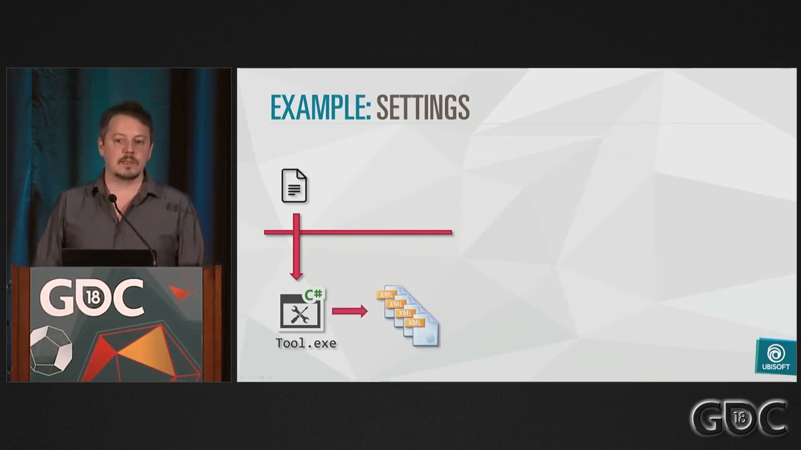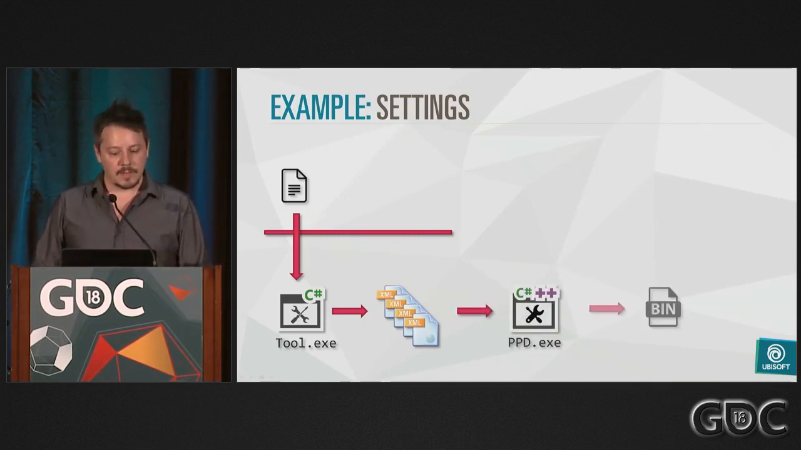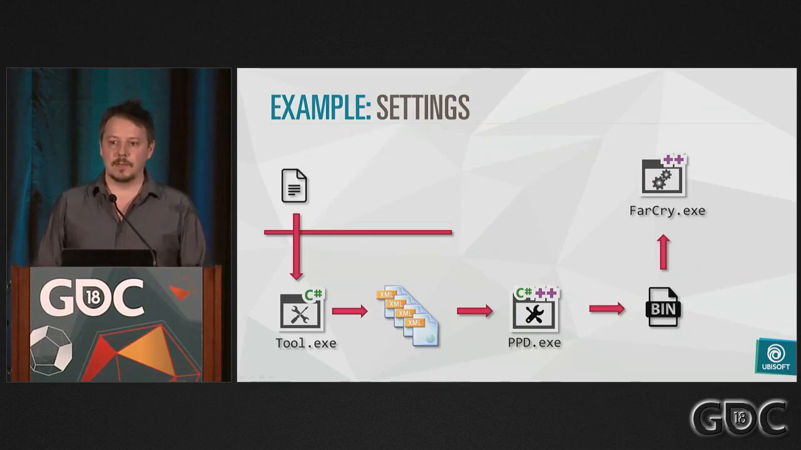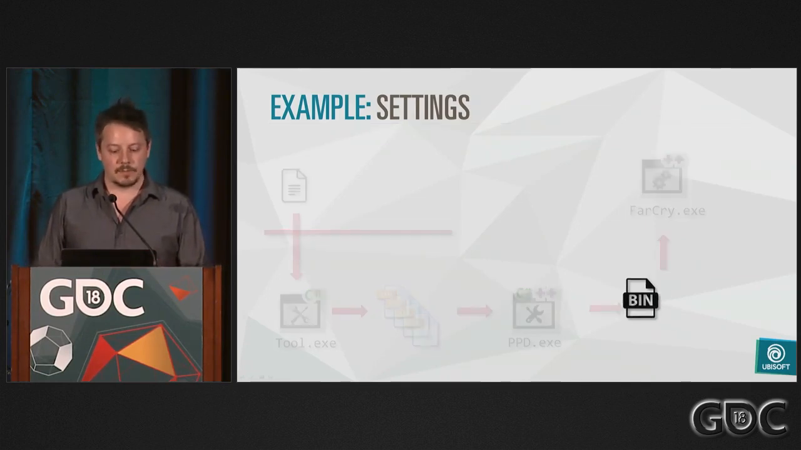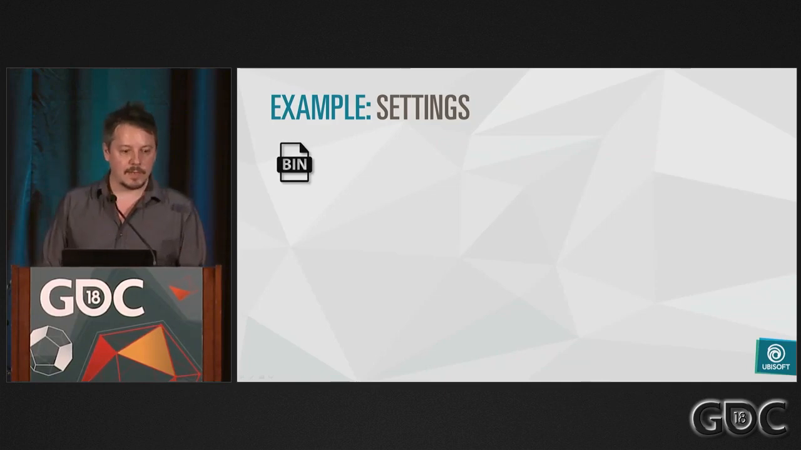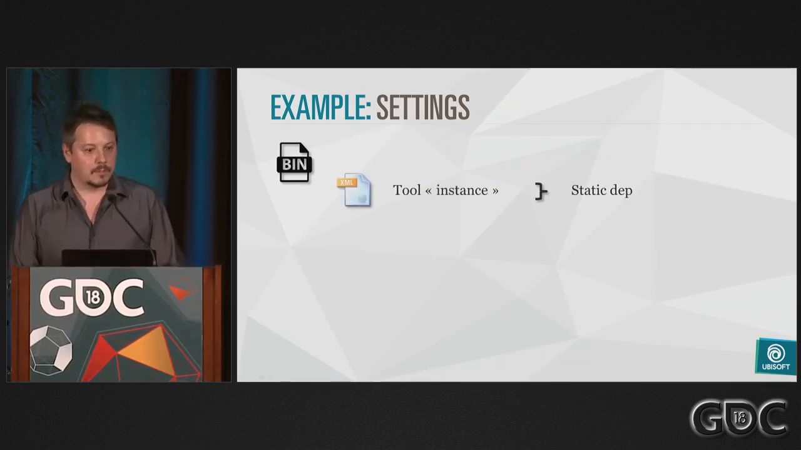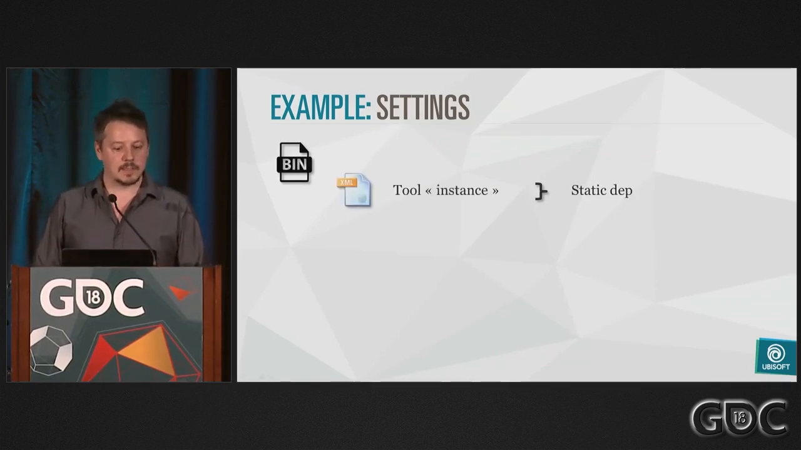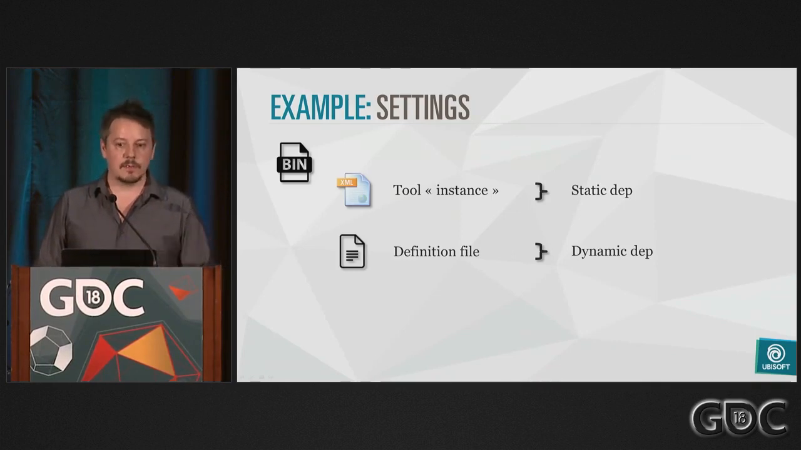Whenever we want to use those instances inside the engine, we can then go through the asset build system, binarize those settings, and then it can be used by the engine. So if we look at that from the perspective of the asset build system, the asset here is this binary file. And this binary file has a static dependency, which would be the instance file that contains the settings. When we open this file, we actually see that those settings are settings for a given type. So we can depend dynamically on the definition file of this type.